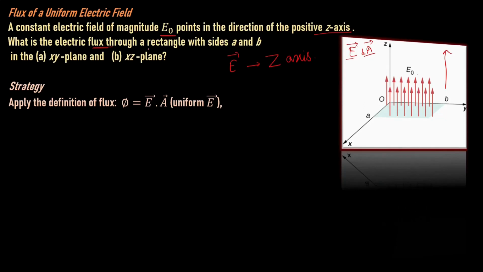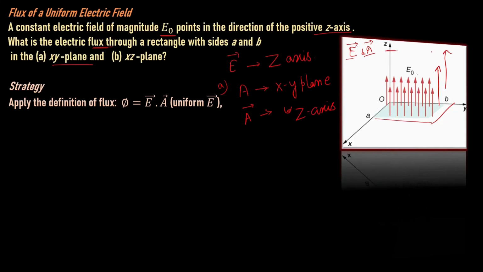Next, we have an area, a rectangle of sides A and B, which is lying in the xy plane. So our first situation is for the xy plane. So this area element AB is lying in the xy plane. This is again an important key point. If we draw the area vector that is perpendicular to this given xy plane, this time it will be pointing along the z axis.